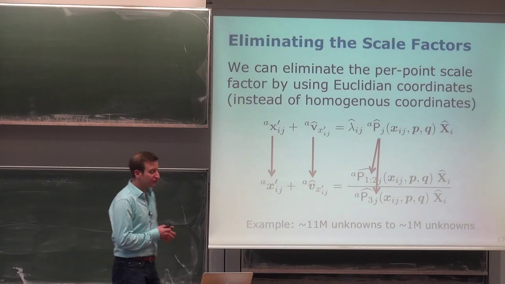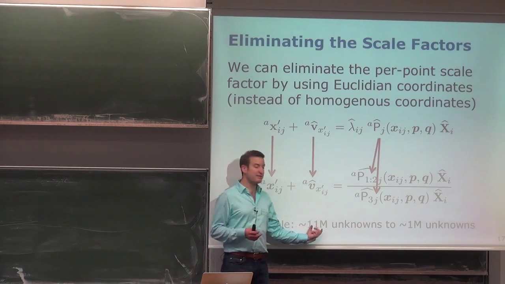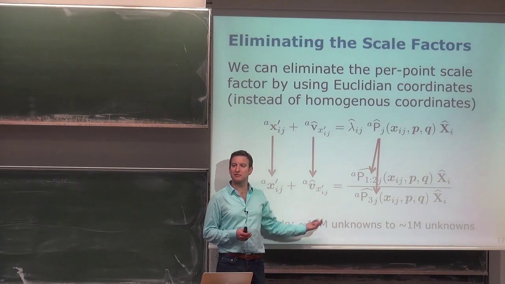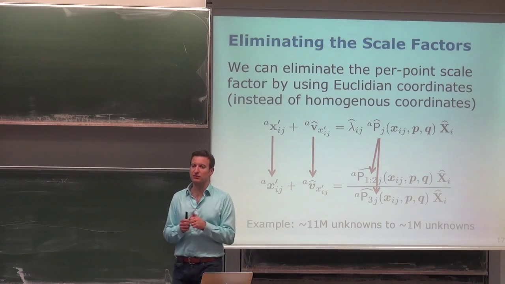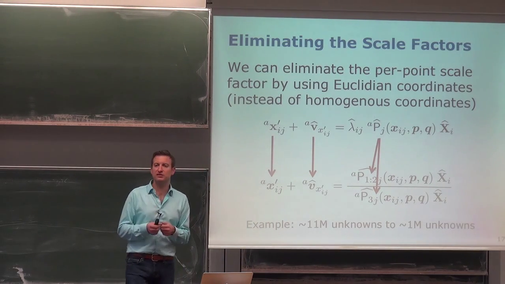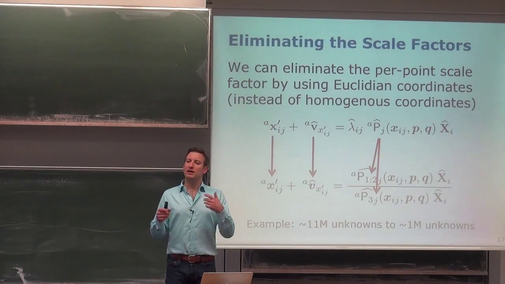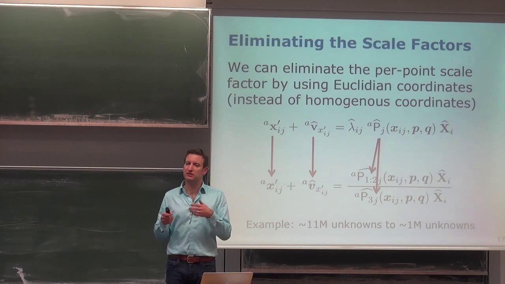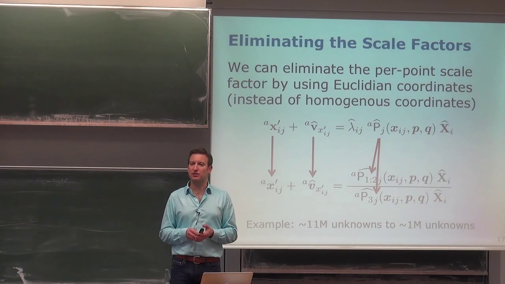Which is good, because this reduces the number of unknowns that I have. So you have 10 million unknowns less, going from 11 million down to 1 million, which is a very, very big improvement just by using different coordinates. So far the homogeneous coordinates served us very well, because a lot of things are easier, but sometimes it's easier to change back to different coordinates if this simplifies our problem.